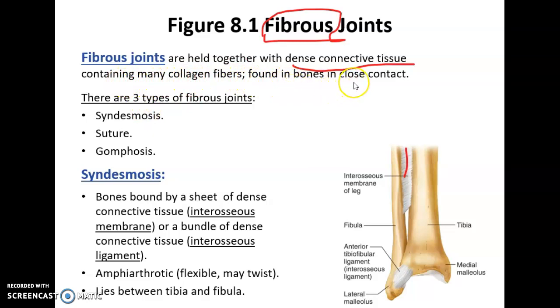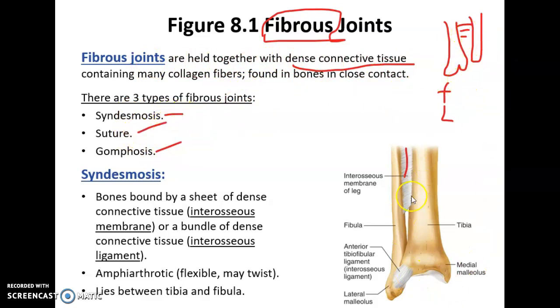They are found in bones in close contact, usually long bones. Usually we have two bones. For example, in your leg you have the tibia and the fibula, or in the forearm we have the ulna and the radius, and between them we have a ligament. This is the case for the leg or for the forearm. And these fibrous joints are divided into syndesmosis, suture, and gomphosis.